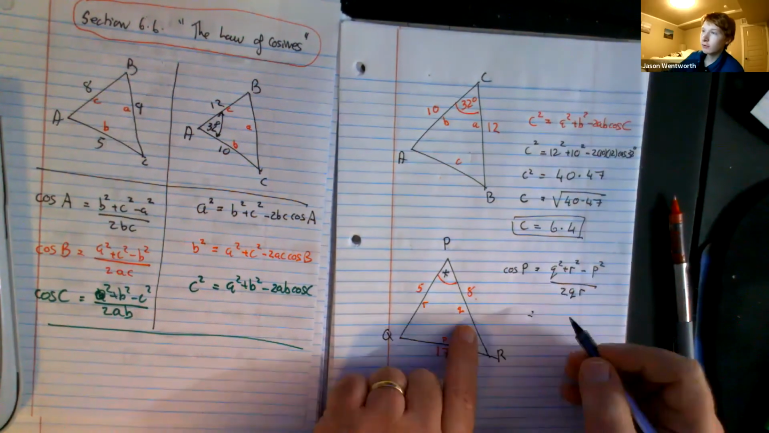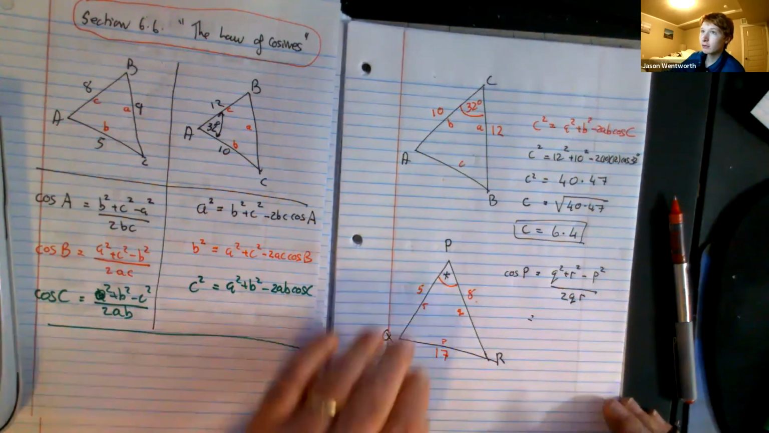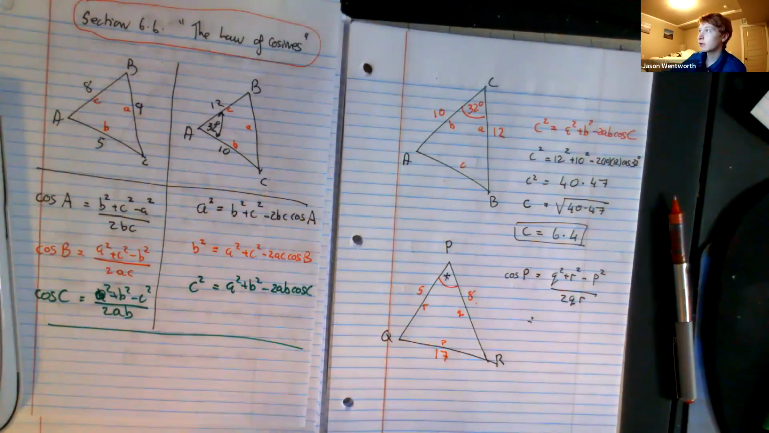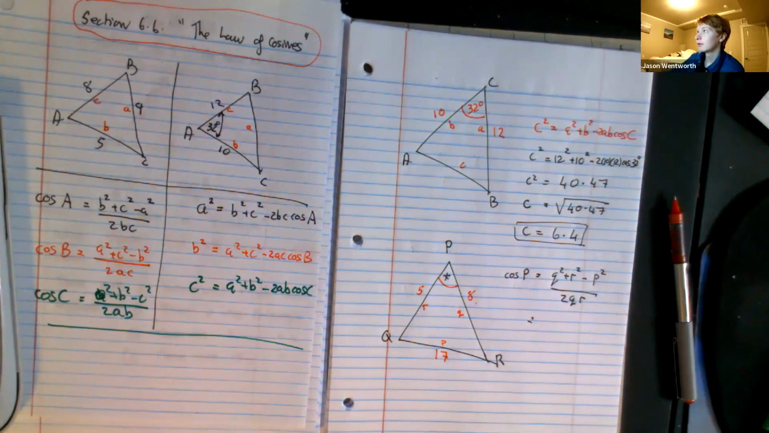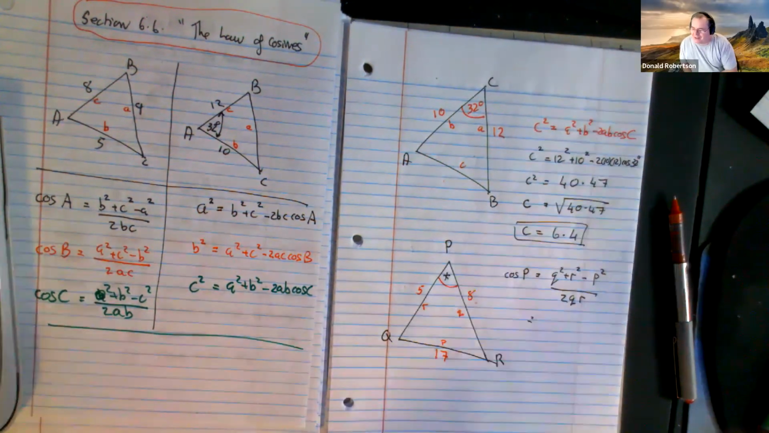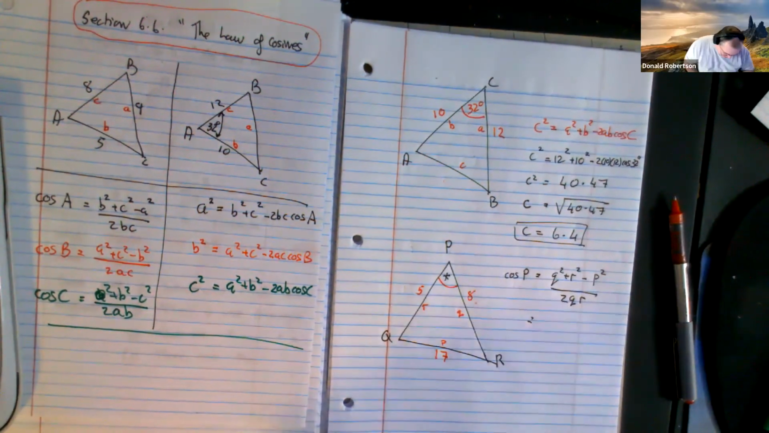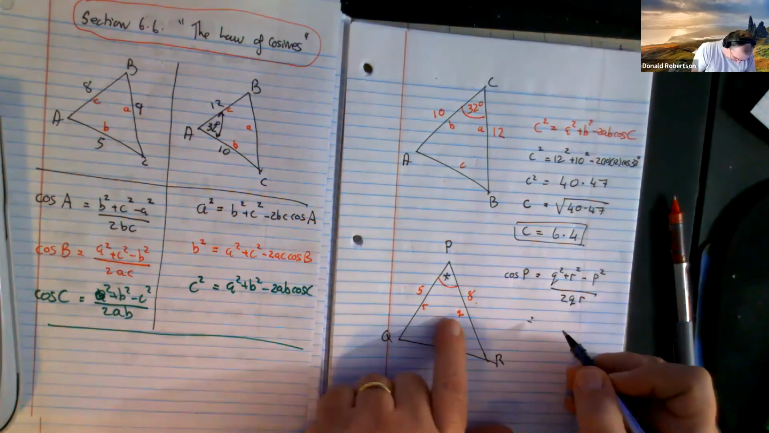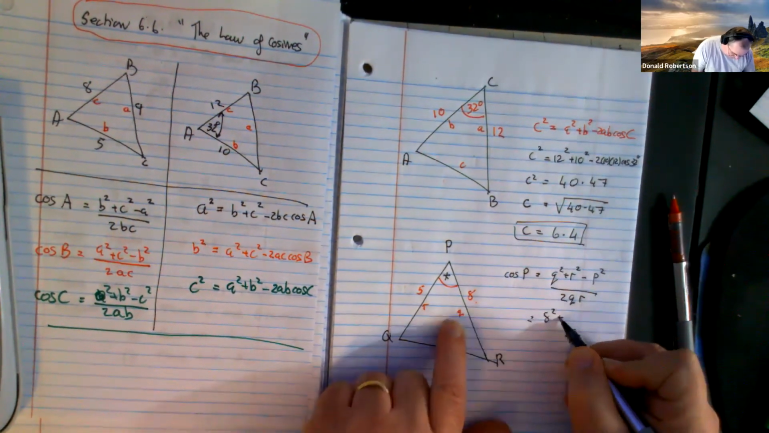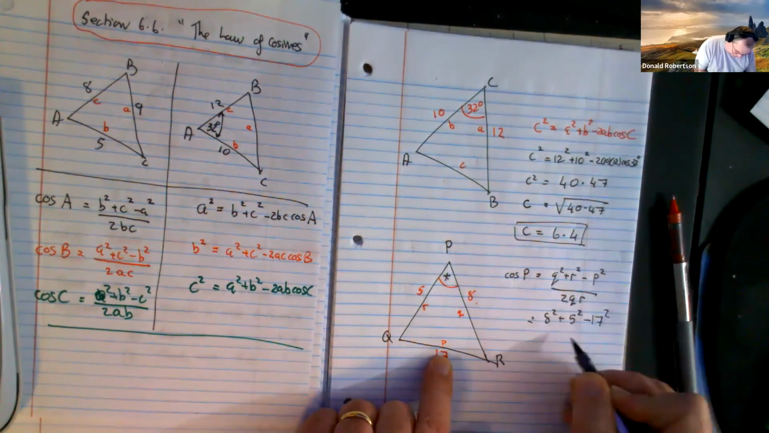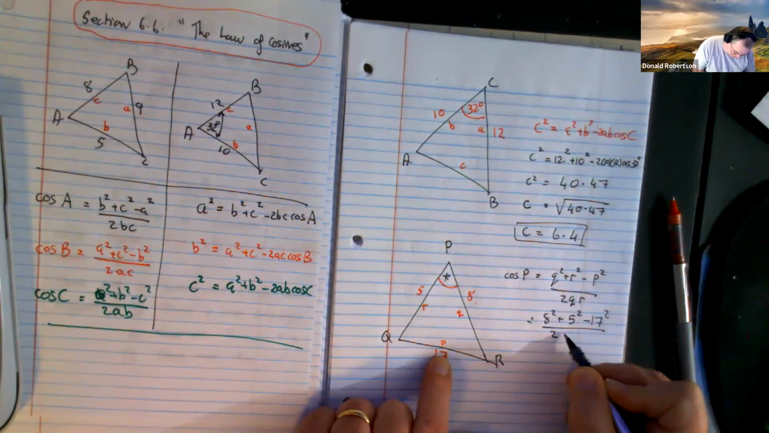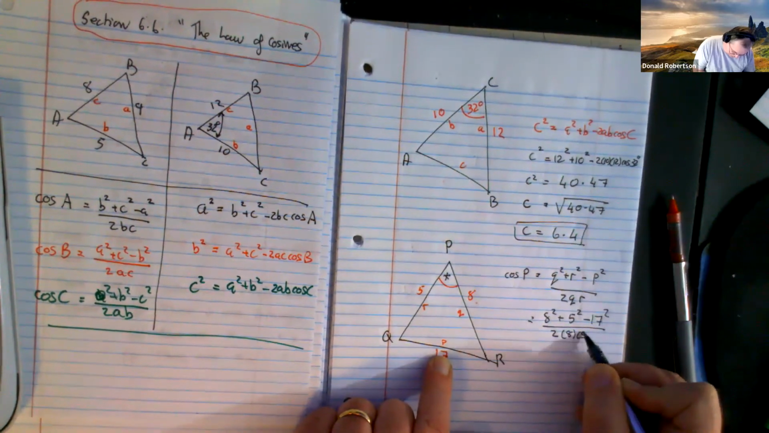If you found it too confusing, you could always just switch them to A, B, C, and then switch them back when you had your final answer, right? Yeah, that would work. If it really freaks you out, you could just say you're A now, you're B, and you're C when you get the answer. Now, Q squared is 8 squared, then it's 5 squared, take away 17 squared, and then it's going to be 2 times 8 times 5.